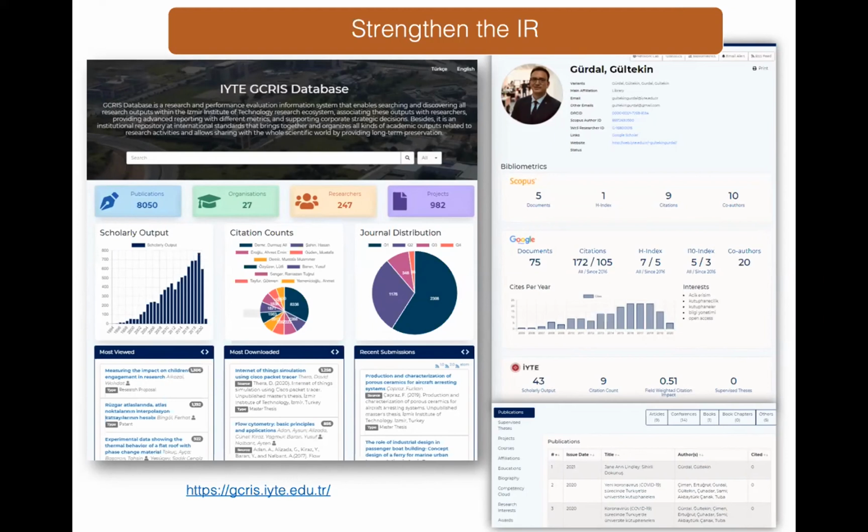After this system, we are getting much more attention from our faculty members, and not only our faculty members, but also faculty members from different institutions. So in my opinion, it's very easy to strengthen the institutional repositories with different analyses and different bibliometric metrics.